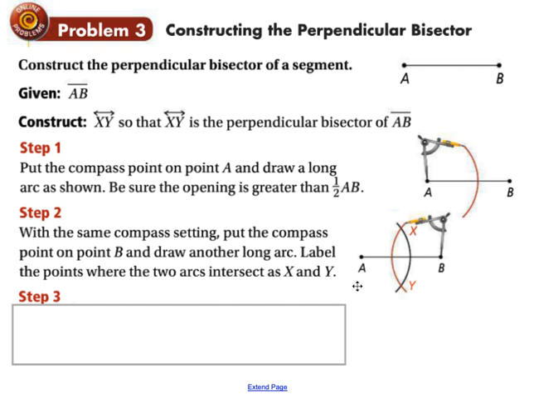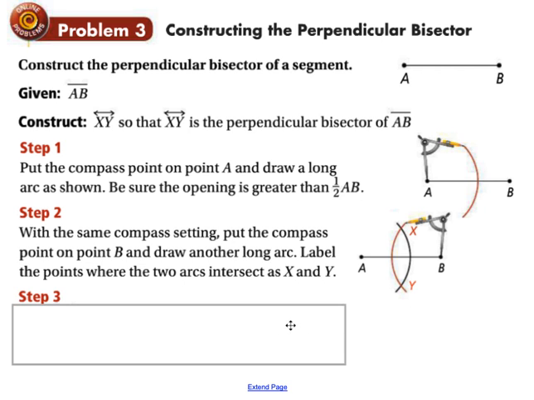Okay, the next thing you're going to do, keeping that setting on your compass, so don't change your compass setting, is flip it around and put the pointed end on endpoint B, and swing another nice long arc. Now these two arcs need to intersect twice. They need to cross each other at the top, above segment AB, and also below segment AB.